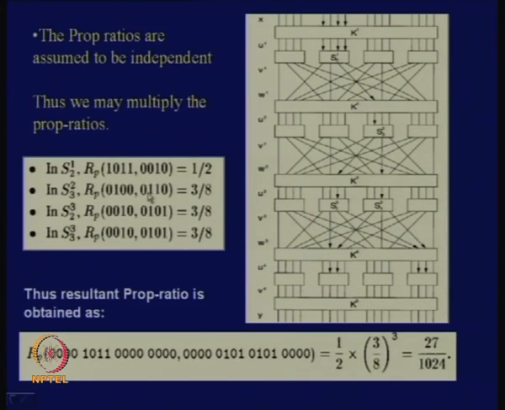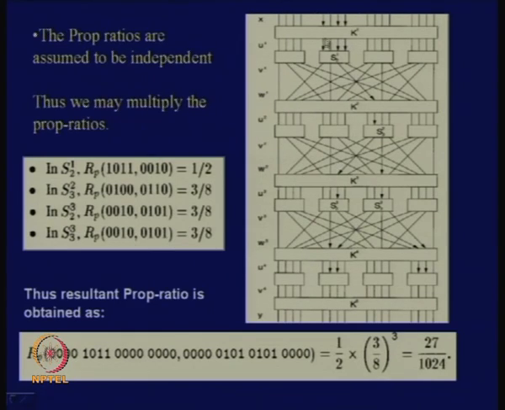Now let's see a little bit more detail. You see that here, if I set this value to this, then your prop ratio is half. Why? It was equal to 8 by 16, right. So it's equal to half. Similarly from the tables you can obtain these other values also. So they are 3 by 8, 3 by 8 and 3 by 8. So you can see why I am interested in these differentials.